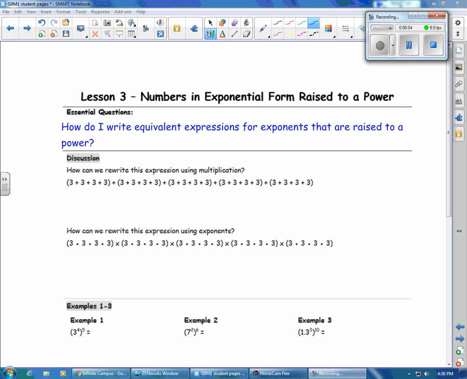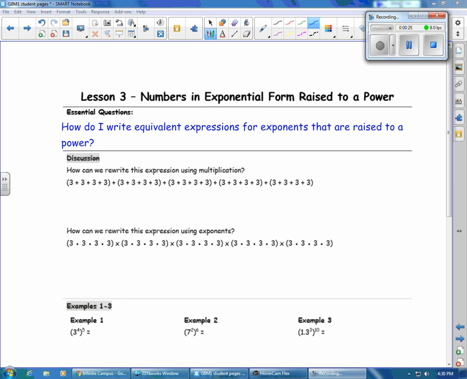We are in Module 1, Lesson 3, Numbers in Exponential Form Raised to a Power. You should be on page 15 of your module, and your essential question for this lesson is how do I write an equivalent expression or equivalent expressions for exponents that are raised to a power? So we're going to start with a little review.